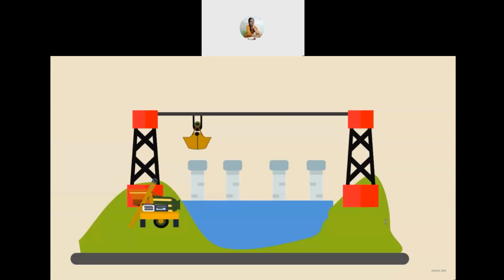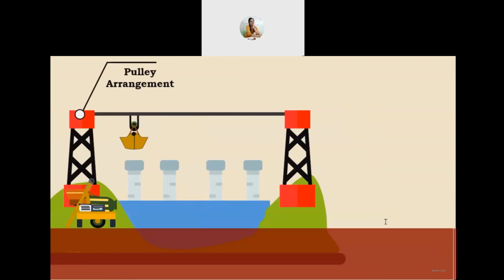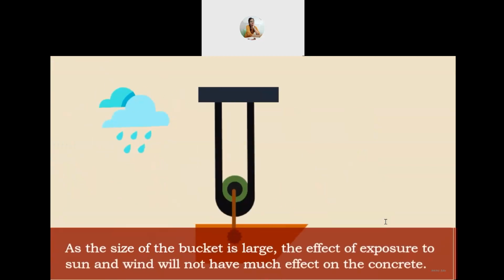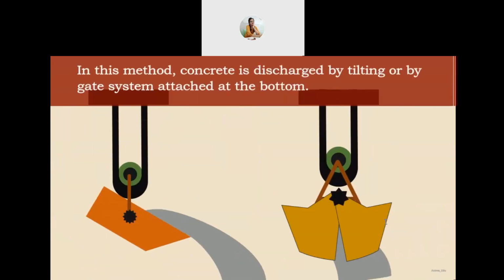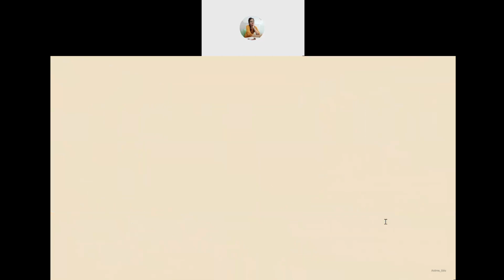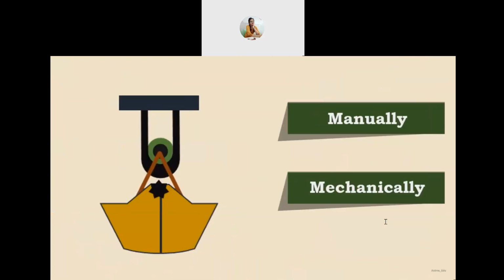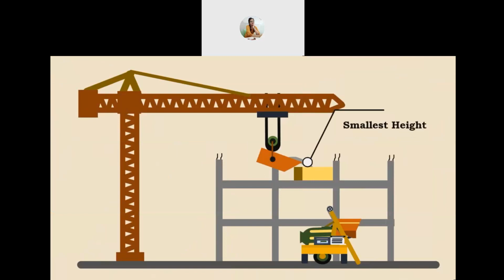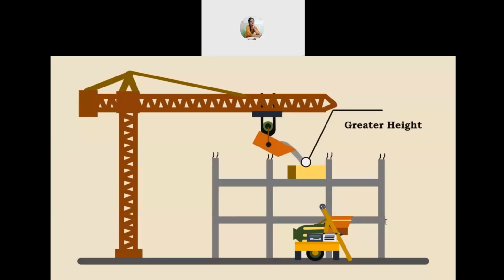The movement of the buckets is completely controlled by pulley arrangement. As the size of the bucket is large, the effect of exposure to sun and wind will not have much effect on the concrete. In this method, concrete is discharged by tilting or by a gate system attached at the bottom. The gate is controlled either manually or mechanically. To be noted that, in both methods, the concrete is discharged from as small a height as possible and should not be made to fall from a great height.